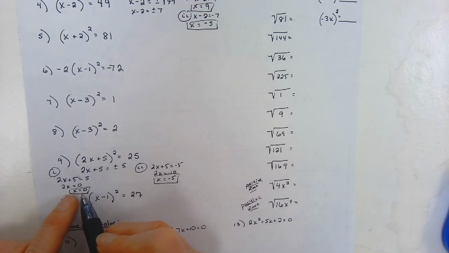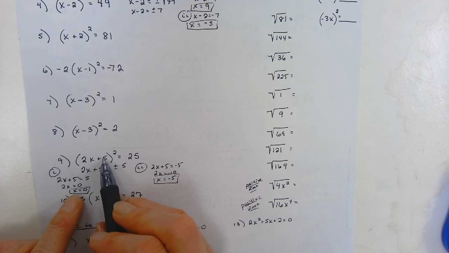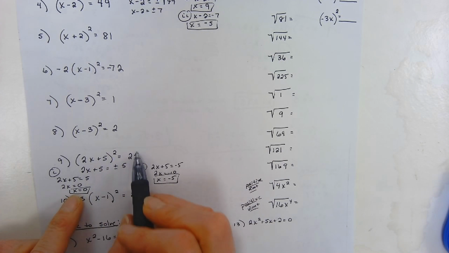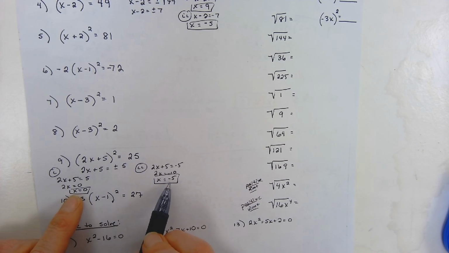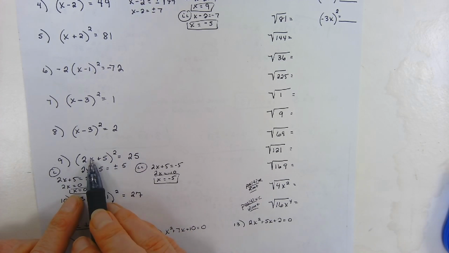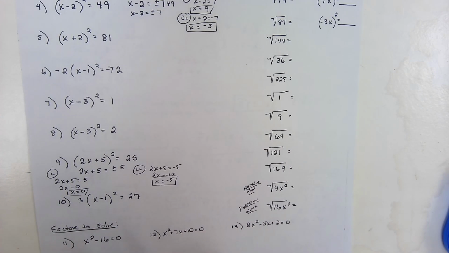I'm going to check them. If x equals 0, then that becomes 0 plus 5, which is 5. 5 squared is 25. If I put negative 5 in for x, 2 times negative 5 is negative 10. Negative 10 plus 5 equals negative 5, squared is 25. Divide by 3 first here.